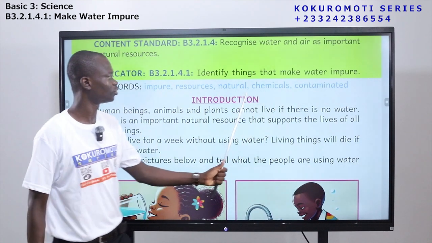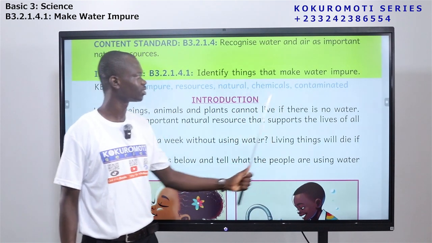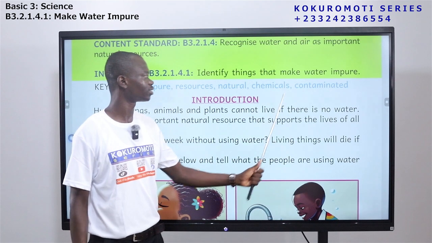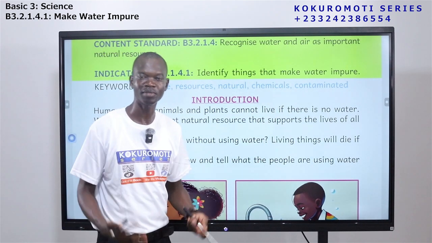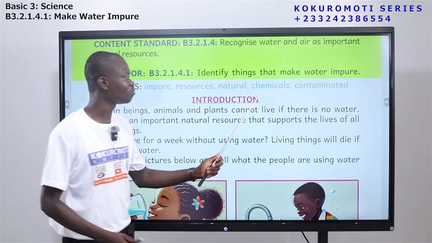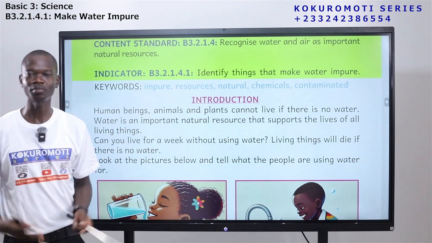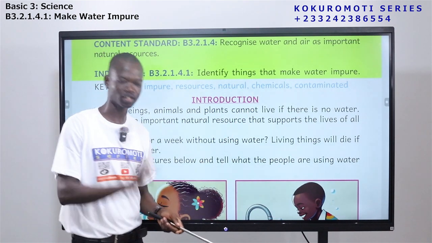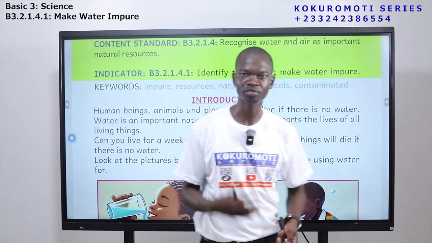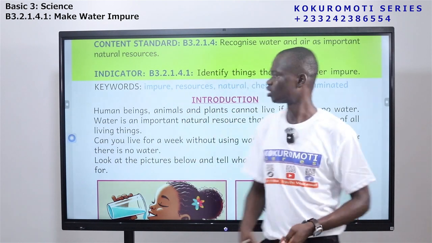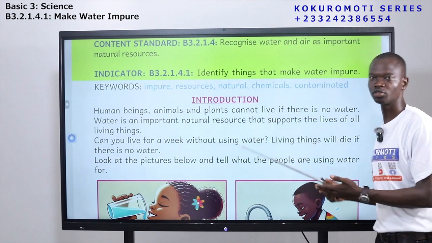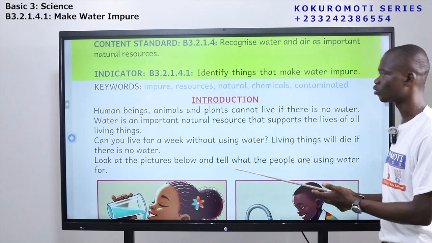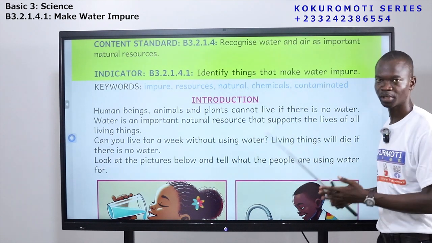The next word is chemicals. All of you, chemicals. Chemicals are substances made by human beings. Chemicals are made for so many purposes. Some chemicals are poisonous. Some are also very good for our use. A chemical is a substance. It can be used for a good reason. It can also be used for a bad reason, depending on the purpose.